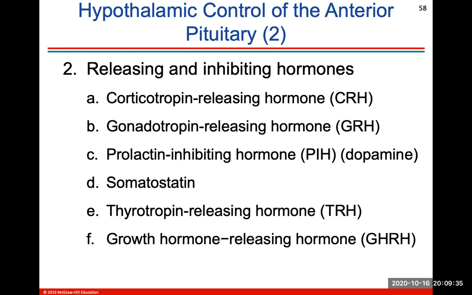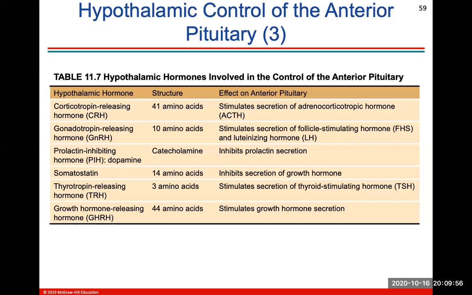Releasing and inhibiting hormones: corticotropin releasing hormone, gonadotropin releasing hormone, prolactin inhibiting hormone, also known as dopamine, somatostatin, thyrotropin releasing hormone, and growth hormone releasing hormone. Somatostatin is also known as growth hormone inhibiting hormone. And this is a great look at these hormones that the hypothalamus releases. And again, they will be inhibiting hormones, or they will stimulate the anterior pituitary to release its hormones, and these will be the effects on the anterior pituitary.